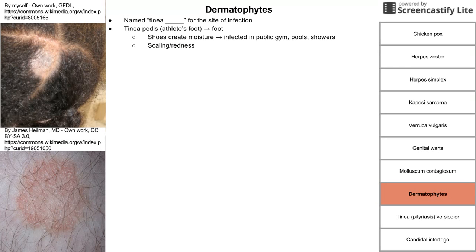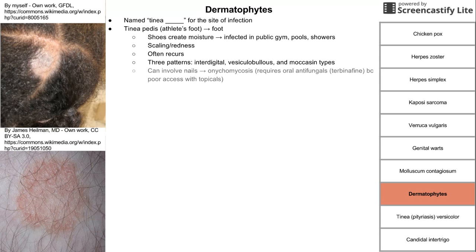Tinea pedis presents with scaling and redness. It often recurs, and there's 3 patterns. It can be interdigital, which is between the toes. It can be vesiculobullous, which is kind of large all over and has a blistering appearance. Or it can be a moccasin type, which affects the sides of the feet up to where low-hanging socks or the moccasin shoes would touch.